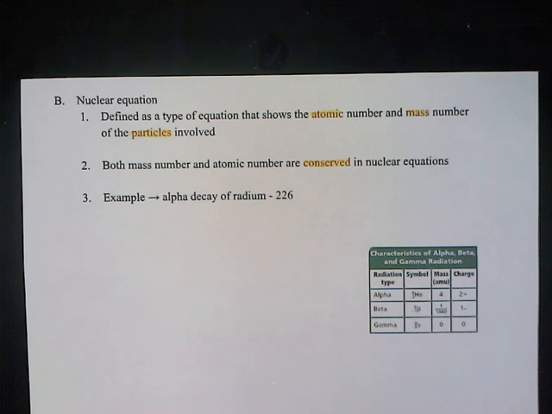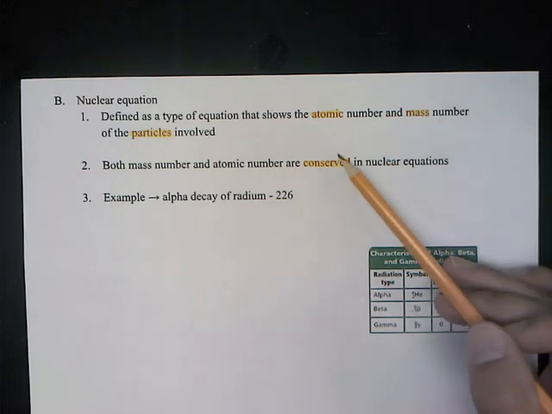So a nuclear equation is just defined as a type of equation that shows the atomic number and mass number of the particles involved. So what we're really going to do is just do simple addition and subtraction to understand what the atom decays to. If you have not already done so, it might be helpful to grab a periodic table.